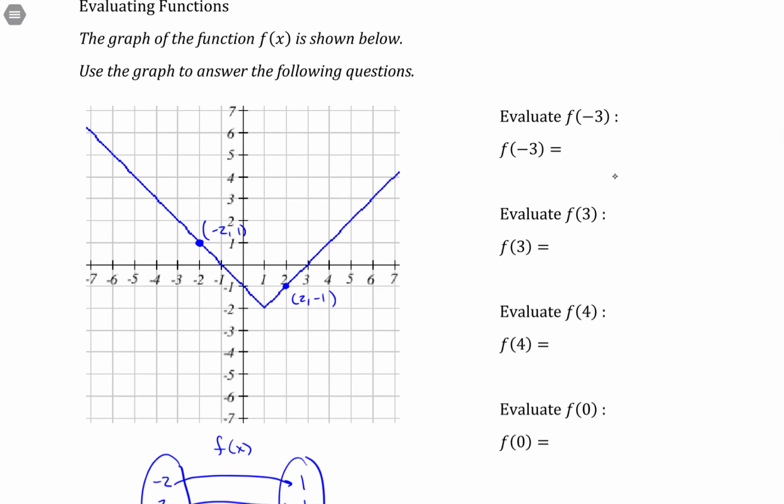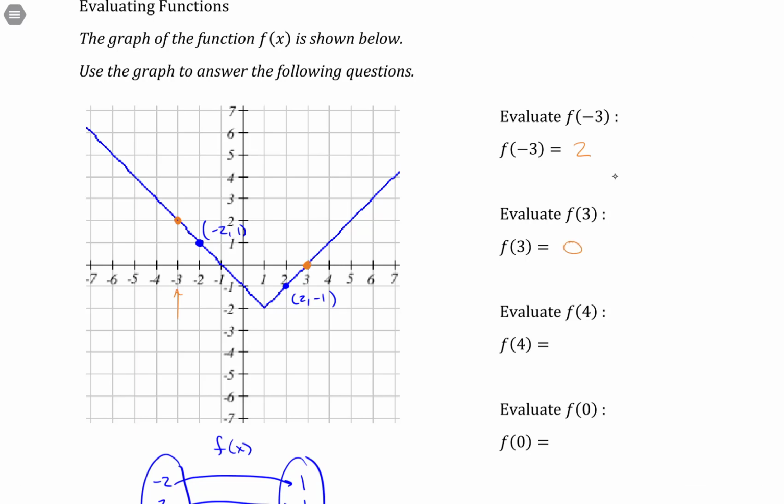So if I want to evaluate f of negative 3, then in order to get that answer, I'll look for negative 3 on the x and find the y value that it corresponds with. So that's positive 2. F of 3, I find 3 on the x and notice its y value. So the y value here is at 0.